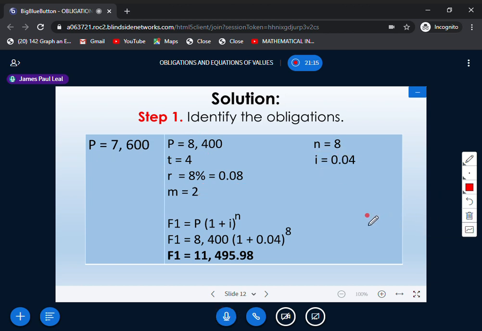So we are looking for the final amount. Okay, so all you have to do again is substitute or plug in the given values. Your P will be 8,400 and your I will be 0.04 as we computed, right? And your N is 8. So if you simplify this, you will come up with this value, which is F sub 1 equals 11,495.90. Okay, that is for step 1, identify the obligation.